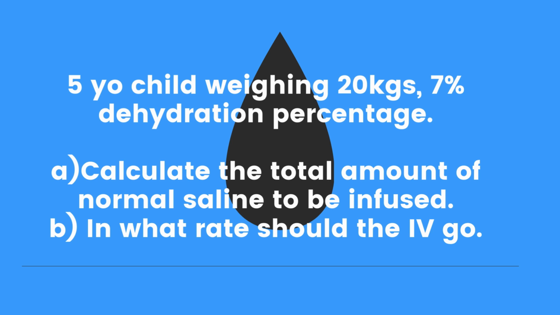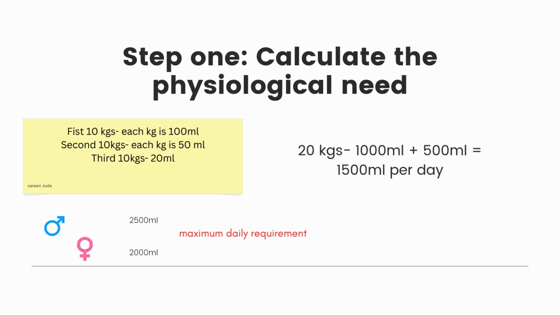So let's consider this case: a 5-year-old child weighing 20 kilograms, 7% dehydration. Calculate the total amount of normal saline to be infused. At what rate should the IV go? So, how are we going to calculate this?